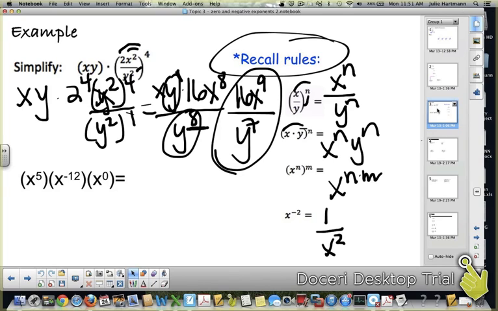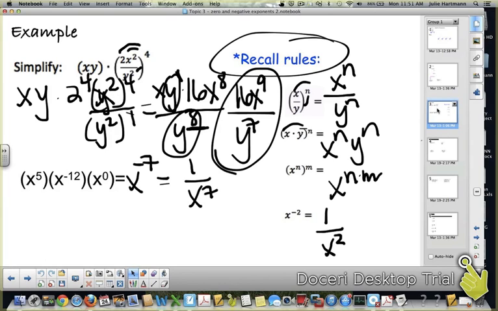All right, the next one, we can straight just add. Okay, x to the 5th, x to the negative 12, x to the 0. 5 plus negative 12 plus 0 is negative 7. And it's not okay to leave a negative exponent, so we then flip that. That becomes 1 over x to the 7th.